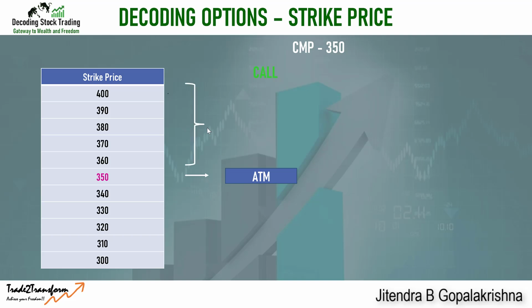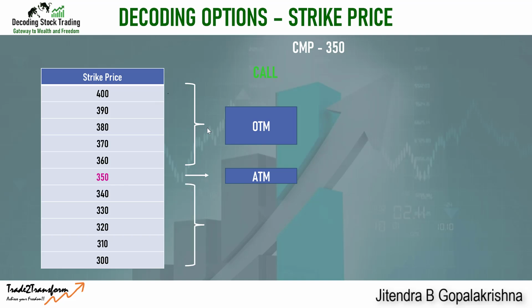Now, all the prices for a call above 350, above the current market price, are called as OTM, which means out of the money. 350 is ATM, 360 and above is all out of the money. Why? Because current market is 350 still, and the price of the underlying has still not reached there. So it is far away, outside. That's why it's called as out. It's still not realized.